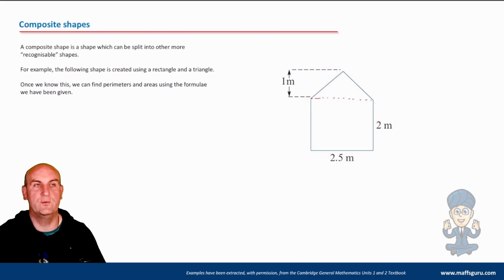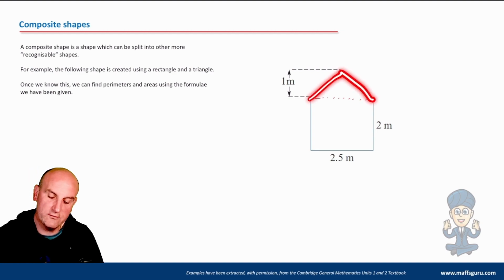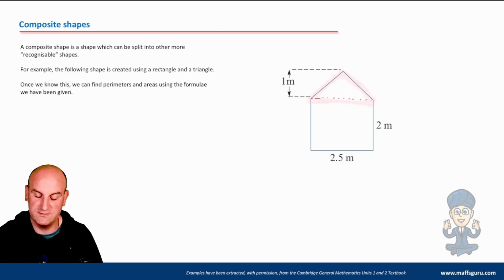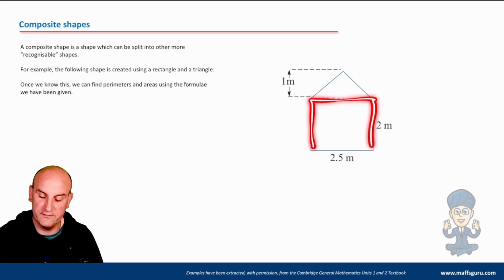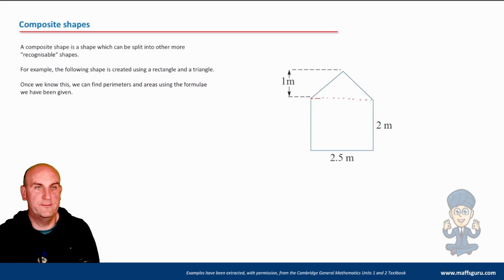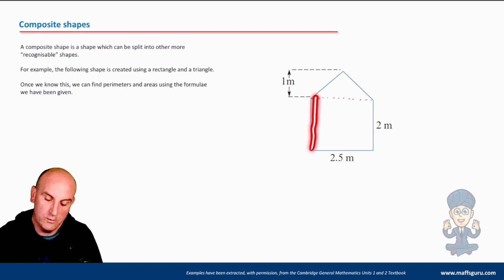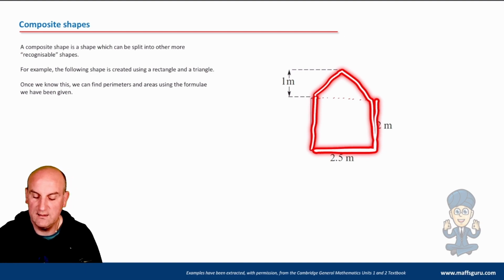So in that situation, if I wanted to find the area, I could, because I would find the area of the triangle, which is a half base times height. I'd find the area of this quadrilateral, and I would add them together. Likewise with perimeters, if I knew the perimeter of all of these lines here, I could do it.